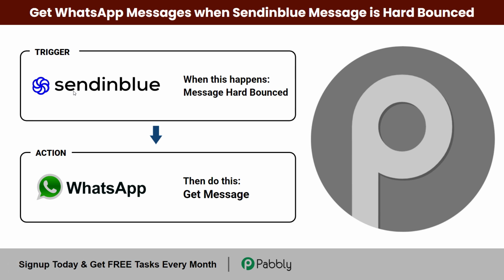For this, you will have to set up an integration between Sendinblue and WhatsApp, and the same thing can be done using Pabbly Connect software. Here your trigger application will be Sendinblue and your action application will be WhatsApp. We are using Interact to send WhatsApp messages. Now, how can you integrate and automate this entire process yourself? To understand that, let's begin.